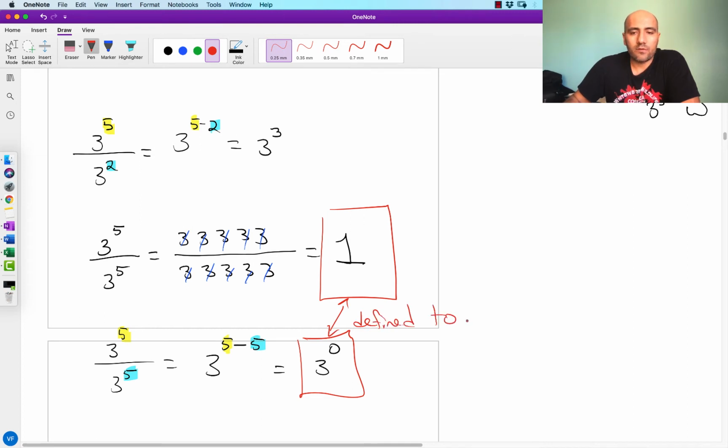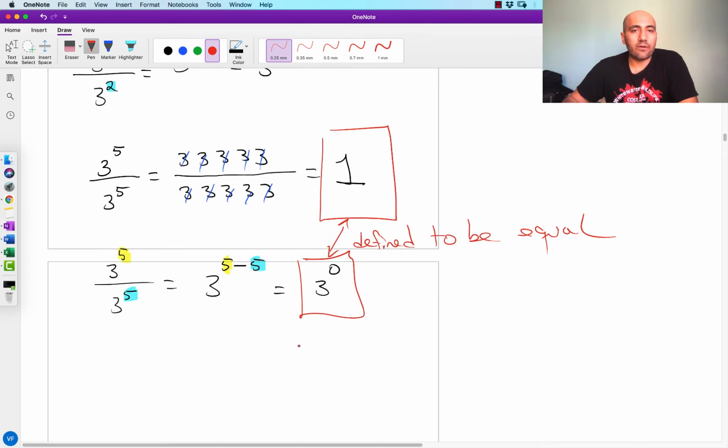Define to be equal, right? So 3 to the power 0 must be 1, because we want this whole rule to work out. This must be equal to that. Good. Well, it turns out that that's true for any number. 3 was just an arbitrary value. We could do the same thing with any other number.